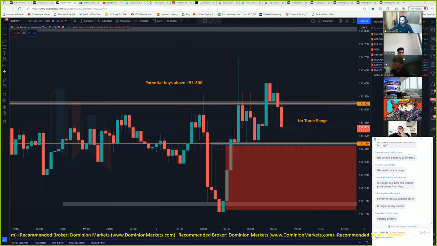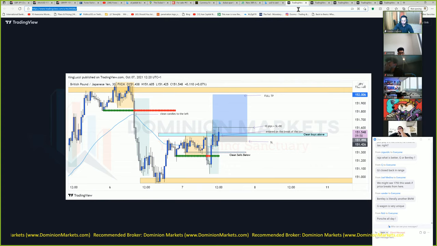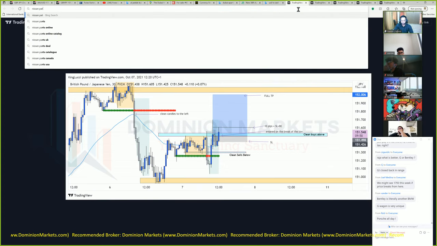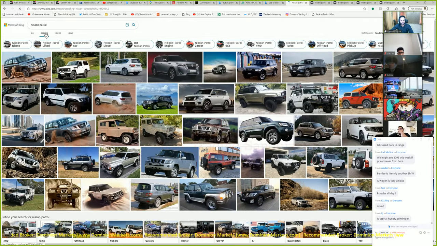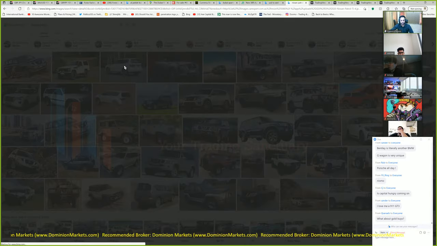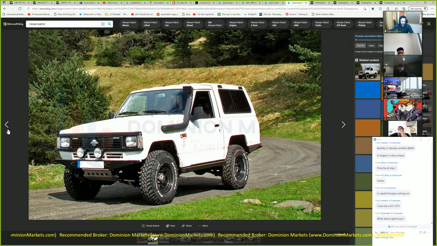Let me tell you this. A few people told me this, that in the UAE, if you have the Nissan Patrol, let me show you guys the Nissan Patrol. Nissan Patrol or the G-Wagon, you're considered like the king of the road. This car right here, or this car right here. G-Wagon or the Nissan Patrol.